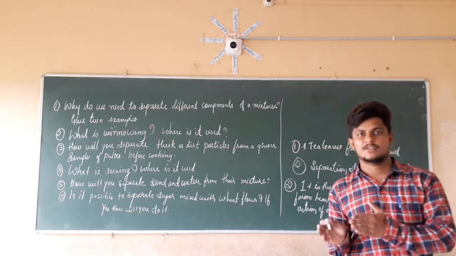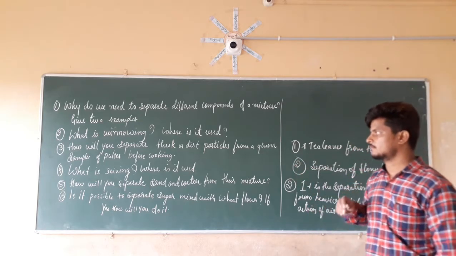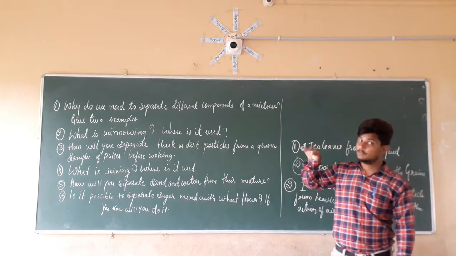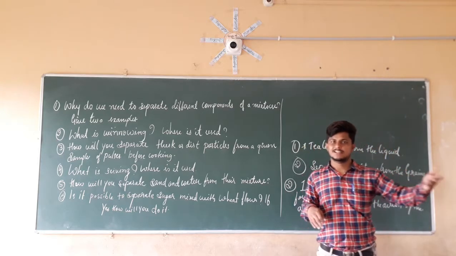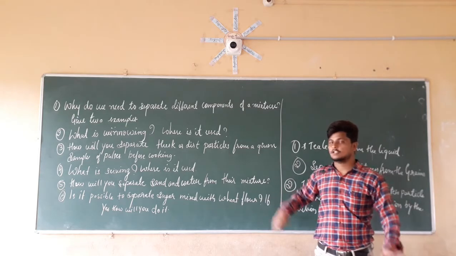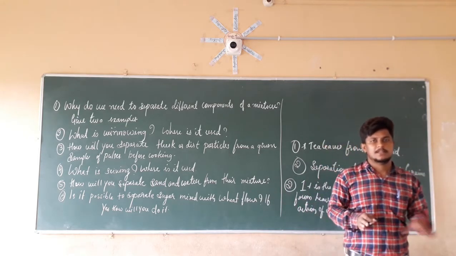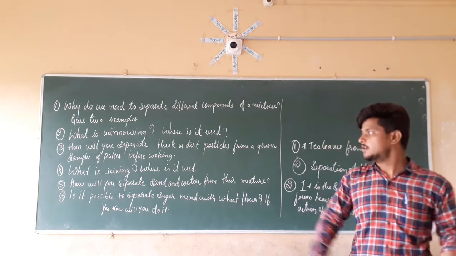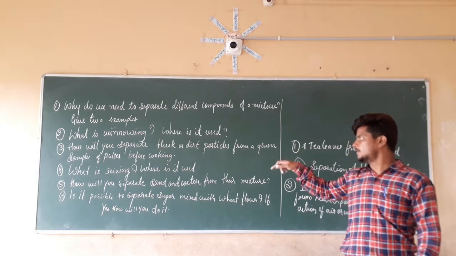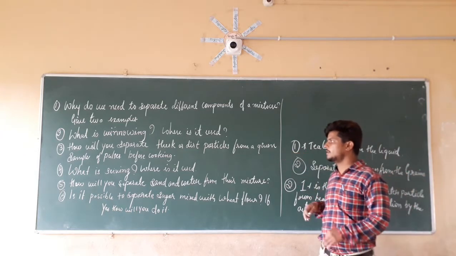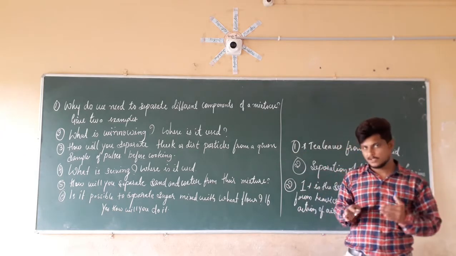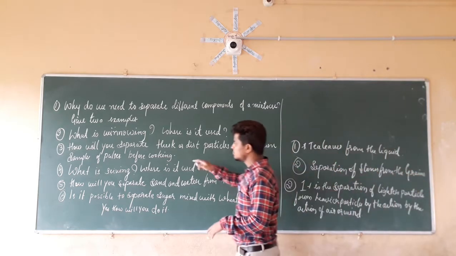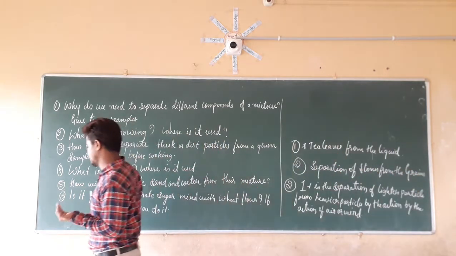So you have to write only the hand picking method here. Before cooking we are going to wash it, but that is another method. In this answer, we just write out the hand picking. That is, by the hand picking method, we separate the husk and dust particles from a given sample of pulses before cooking. So this is the answer for the third question.